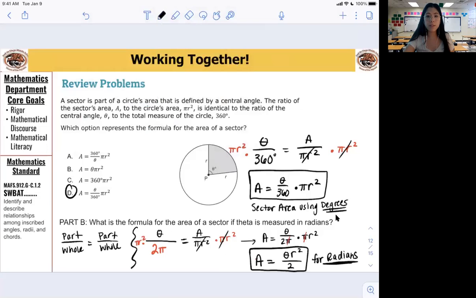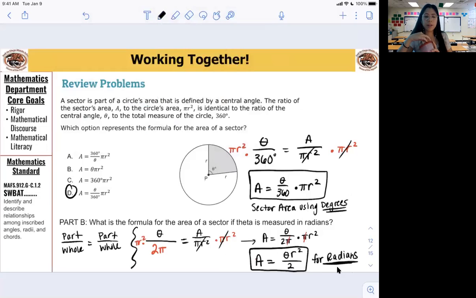The best thing that you can do is read carefully because it will probably tell you inside of the problem which one it is. If you see a number like 360 or 180, it's probably in degrees. If you don't see those numbers, then it's probably in radians. So any questions on this one?